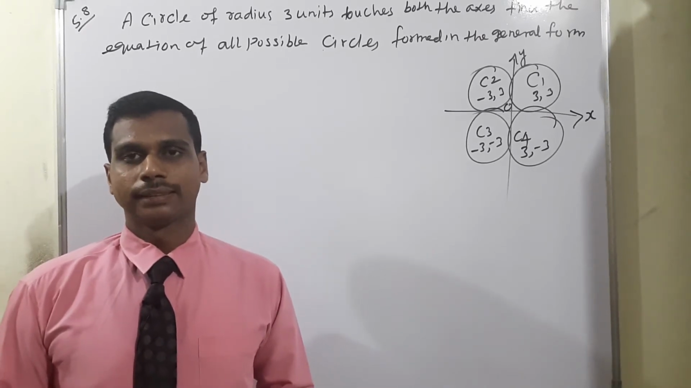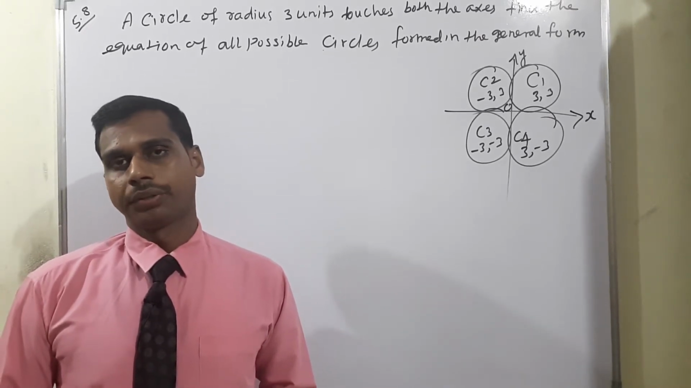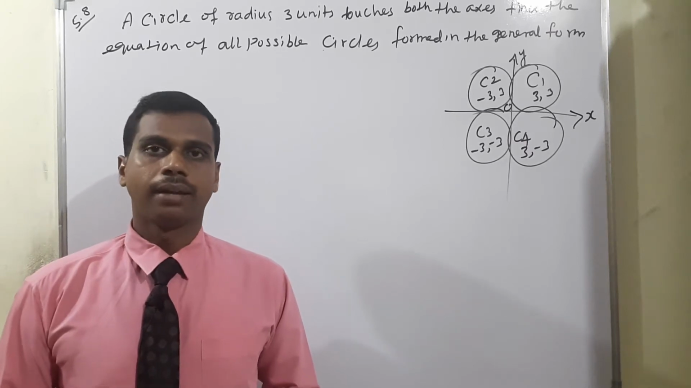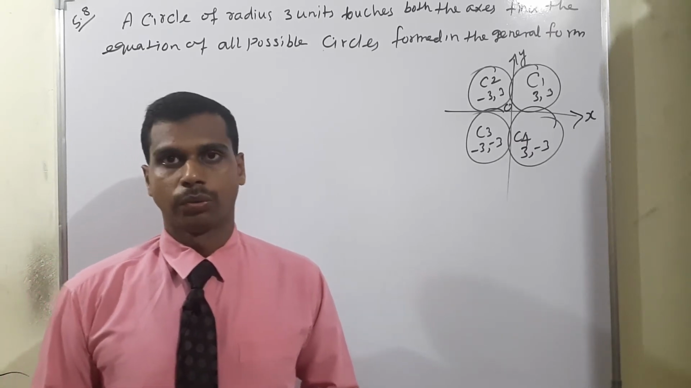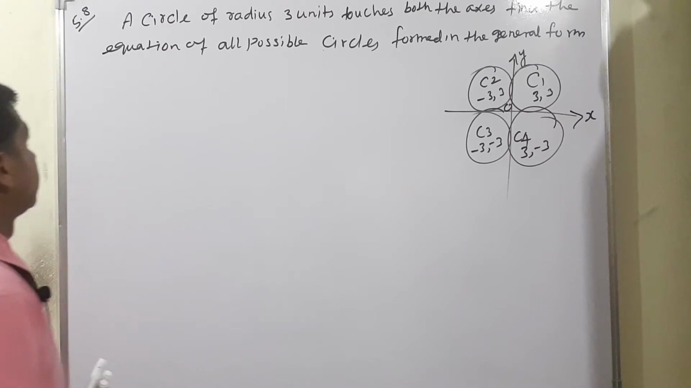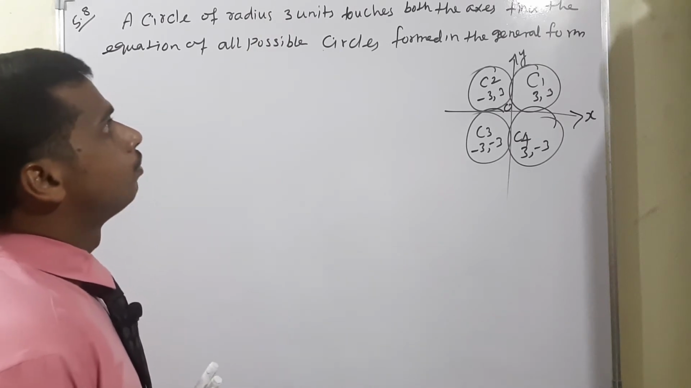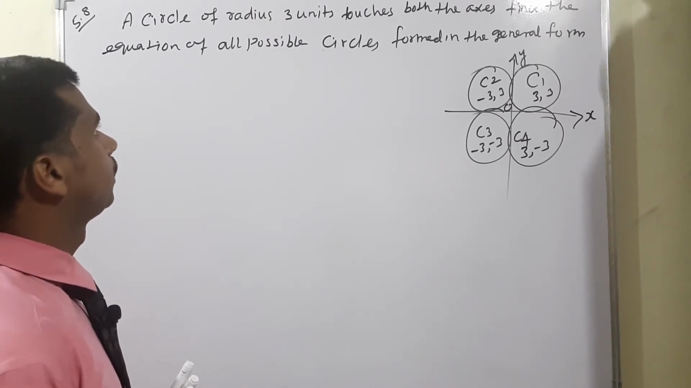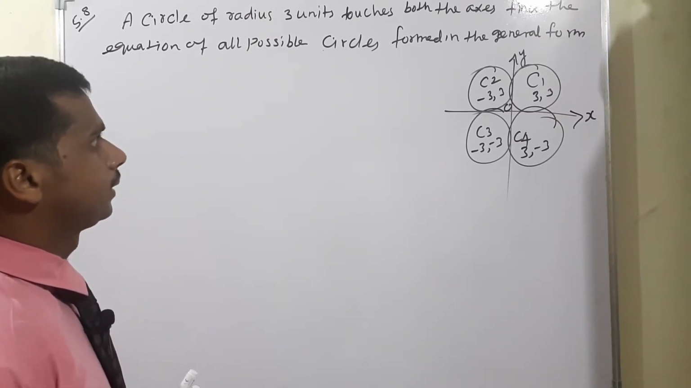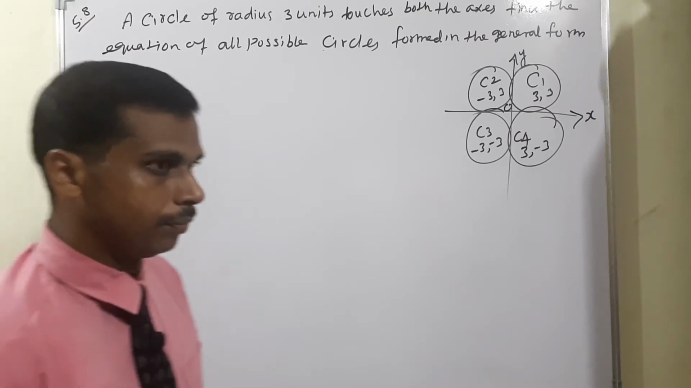Welcome to Max class. In this conversation, we are going to continue with the examples and related exercise of 5.1. So I'm moving to example 5.8. What is the question? A circle of radius r equal to 3 units, given, touches both the axes. Find the equation of all possible circles in the general form.